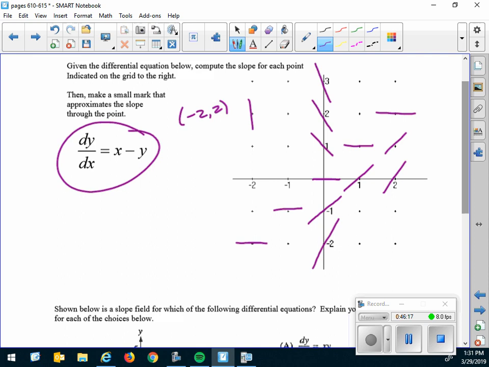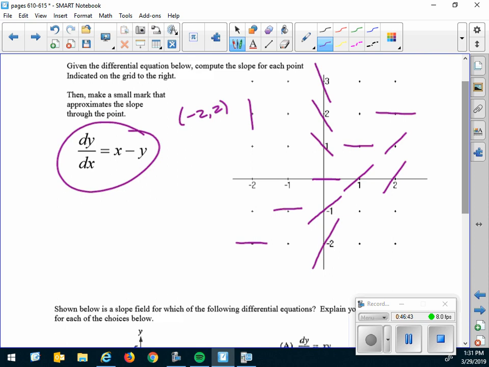I'm going to show you kind of what the slope field looks like real quick. All right. Here we go. That's what the slope field looks like.